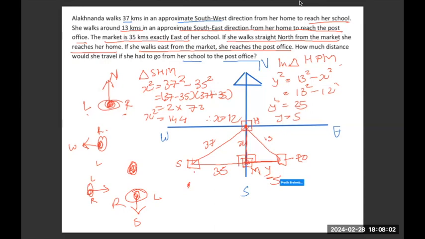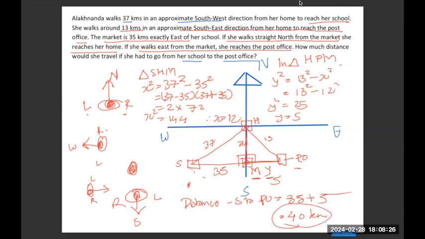Now we have not yet found the answer. The answer is the distance between school and post office, which we have to find. We know how to find the distance between market and post office. So the distance between school and post office will be equal to 35 plus 5, which is 40 kilometers. So the correct answer is 40. Any doubts, any questions? If you have any doubts, please put it in the chat box with the answer to you. Thank you. Move to the next one.